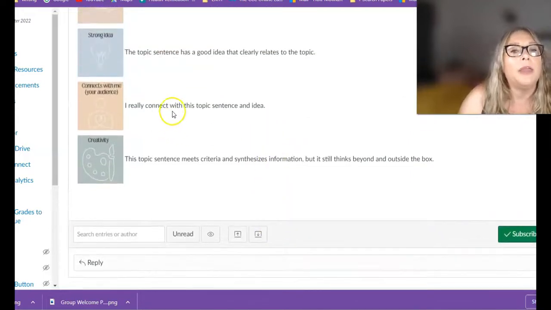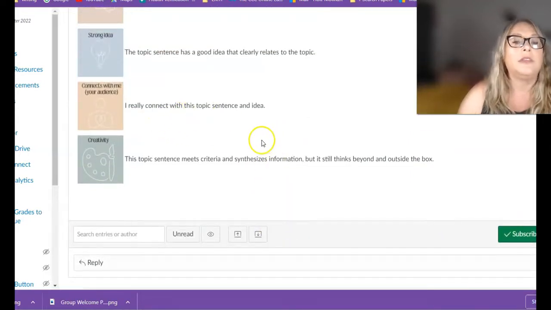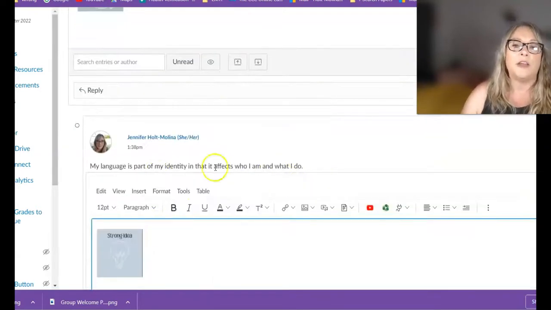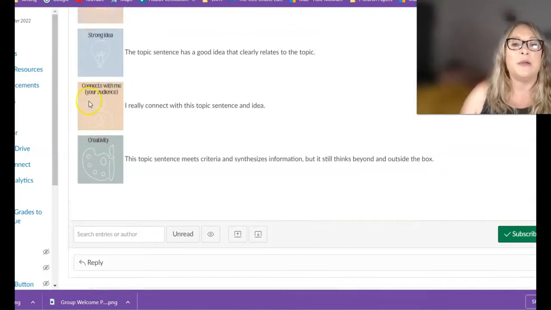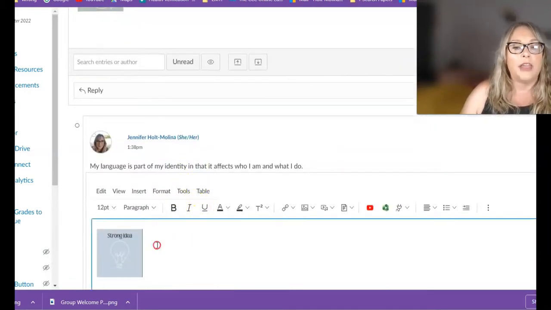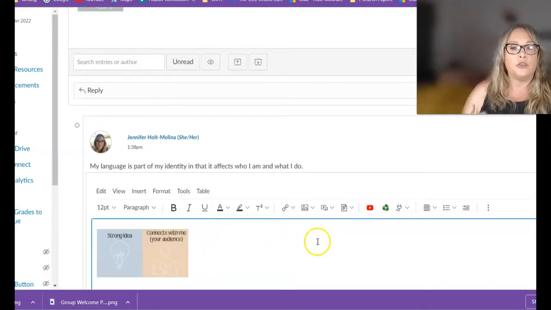I'm going to come back up here and see "this connects with me." I can look at it and say, does this topic sentence connect with me? Well, it does connect with me because it's my topic sentence. So I'm going to go ahead and say yes. I'm going to right click over the badge, copy the image, and just paste it right next to it. So these are two badges.